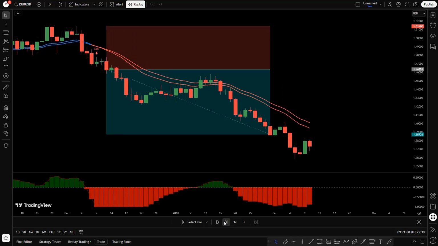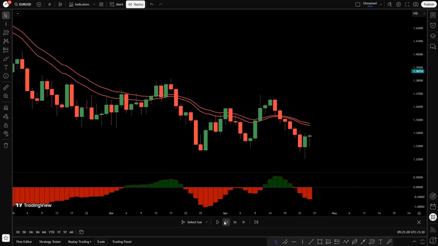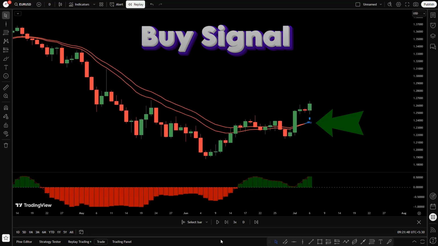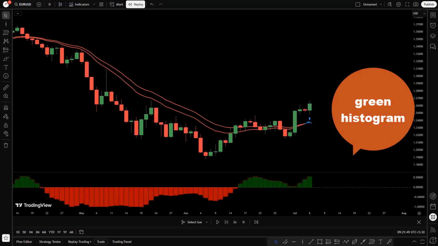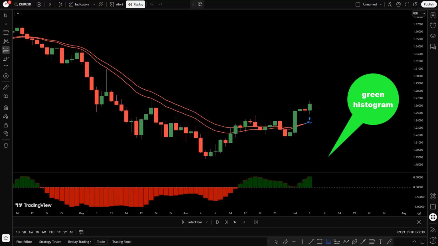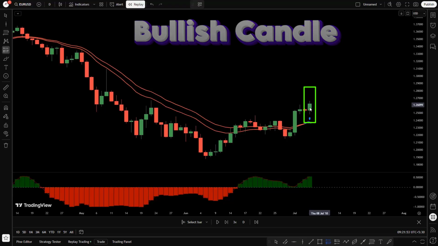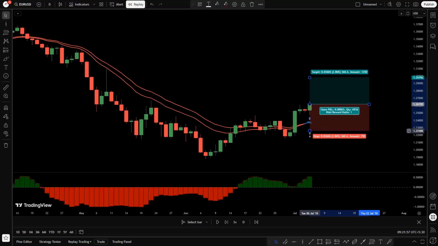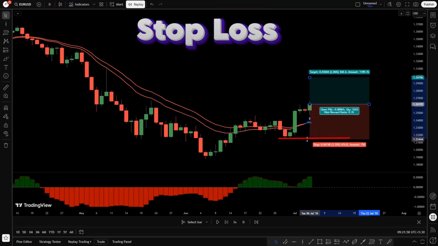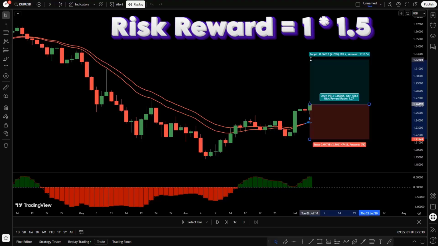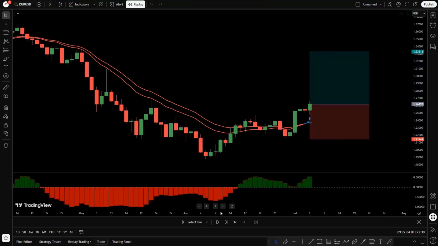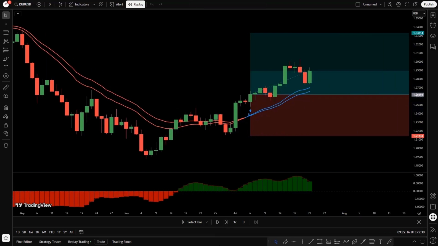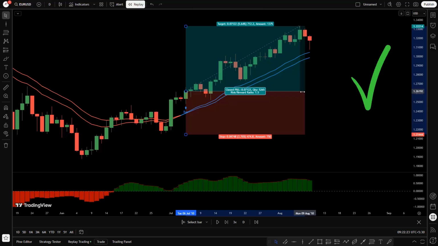Let's find the next trade. When the Trend Finding EMA indicator has given a buy signal, the Ehlers Universal Oscillator indicator has formed a green histogram, and the market is forming a bullish candle, so all these conditions are met, so we have to take a buy order. Our stop loss should be placed at the previous low of the market. The risk-reward ratio is 1 to 1.5. Let's see what happens to our trade. We have won the trade.